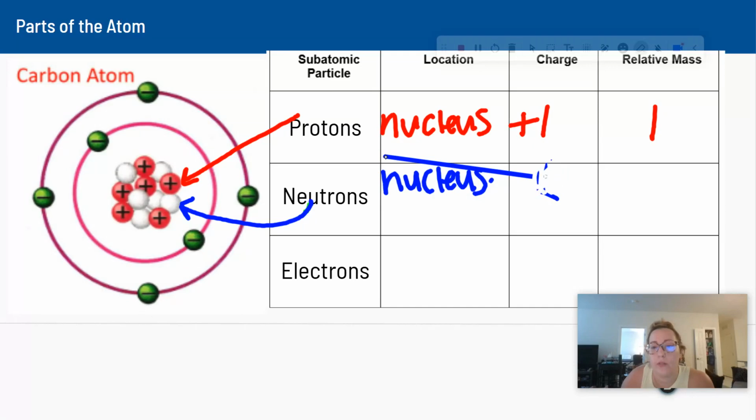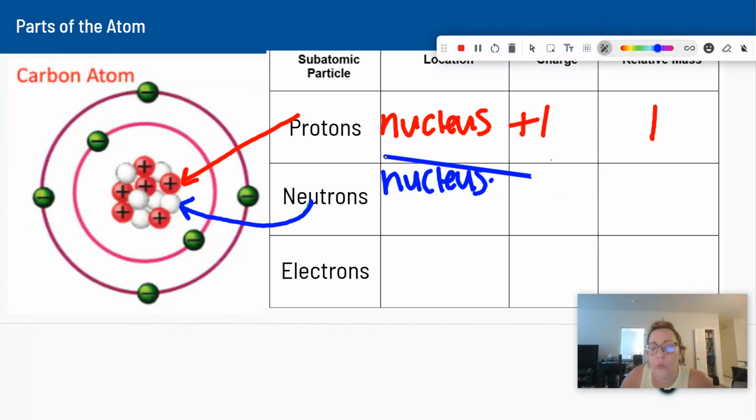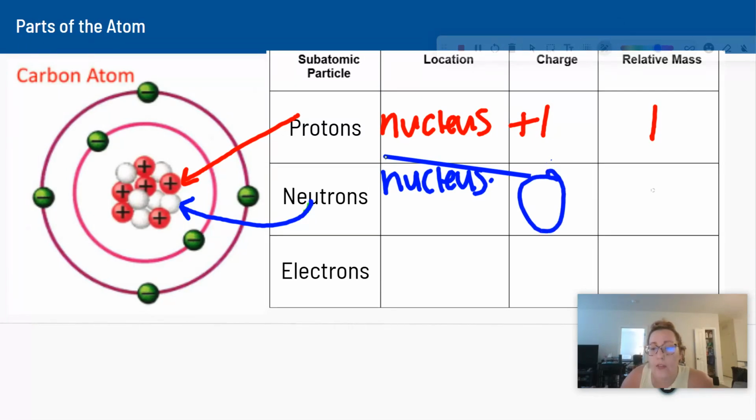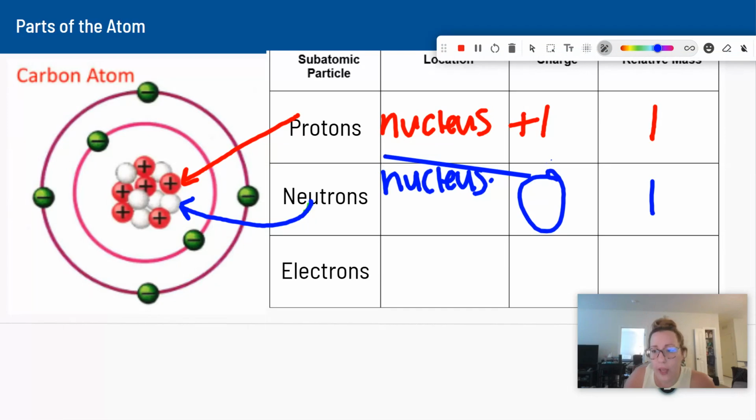We'll just erase this part. They actually have a neutral charge, which means that they have a charge of 0, and they also have a relative mass of 1. And then our last particle we're going to look at is the electrons.